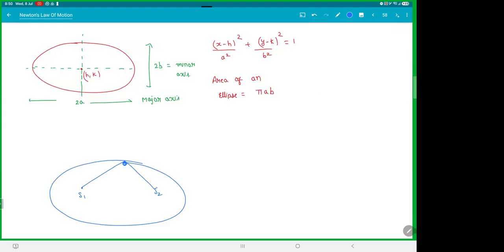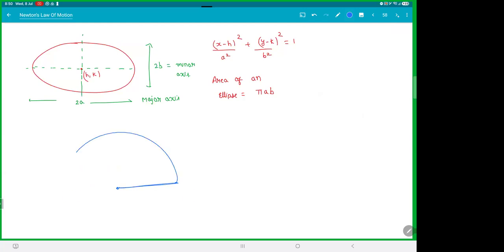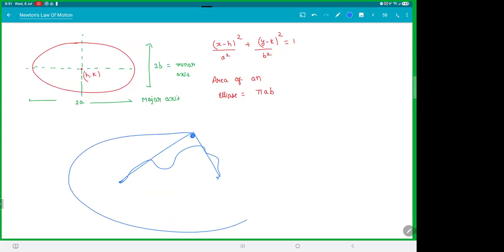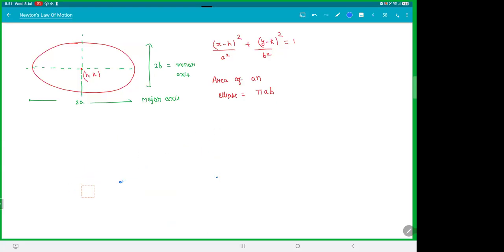So in a circle, you keep one fixed point. How do you draw a circle? Take one fixed point, take a string, keep the string tight and try to go around, and you get a circle. In an ellipse, take two fixed points, put a loose string between them, then tighten the string by putting a pen or a pencil like this. You're pushing it with the pencil, keeping the string tight, and trying to make a circle. You get an ellipse. You will learn this in maths.